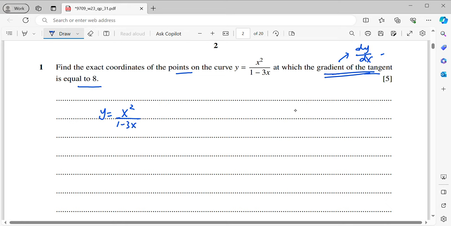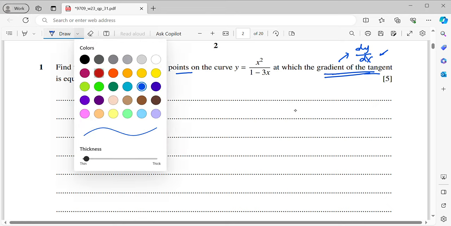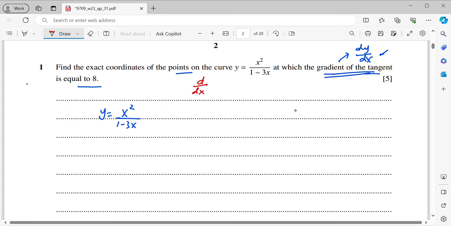Now, to get the dy dx from this y, obviously this is a rational function, which means that we have to apply the quotient rule. The quotient rule is basically d over dx of u over v, which is over v squared, then v u prime minus u v prime. Now, I will write down the u. The u is x squared, and then the u prime is going to be 2x. Then the v is 1 minus 3x, then the v prime is negative 3.